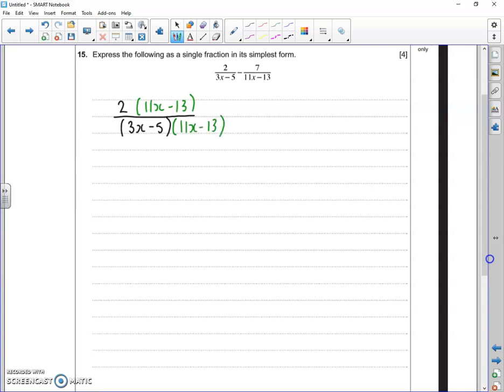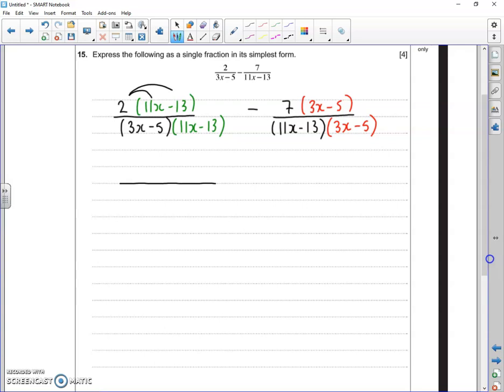Our second fraction, and we're taking these away. So we've got 7 over 11x minus 13. And that gets multiplied by the first denominator, which is 3x minus 5, top and bottom. Now, you don't need to do anything with the bottom. You can leave that in brackets. If we were solving, that'd be different. We'd have to bring it up and expand it all out. But since we're just combining these to one fraction, you can leave the bottom alone, but we will have to expand the tops.